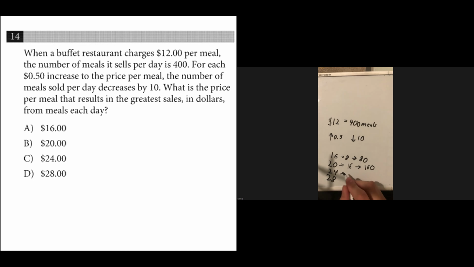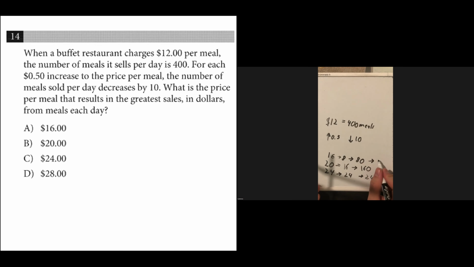It's 2. So that would be 24, which means we lost 240 meals. And then we don't need to calculate 28 because I know it's not that high. And so we now just multiply the number of meals by the price. And so 400 minus 80 gives us 320 times the price, which would be 16. This would give us a total output of 5,120.